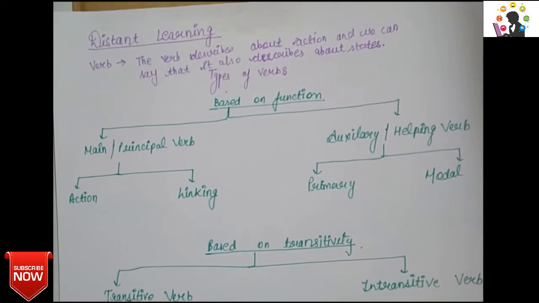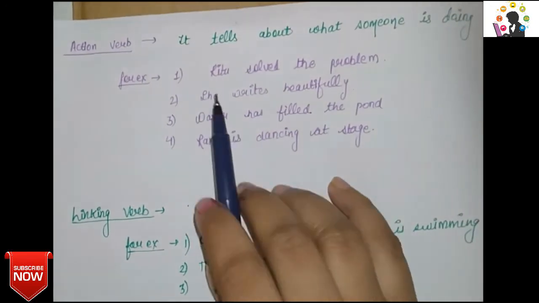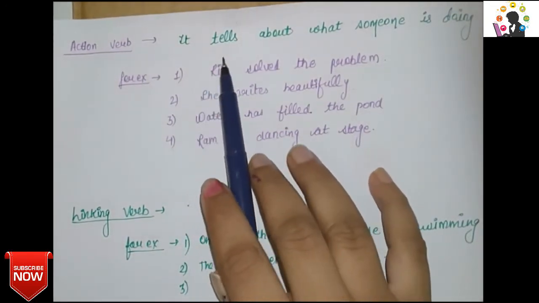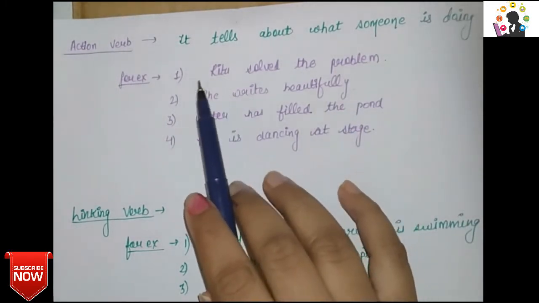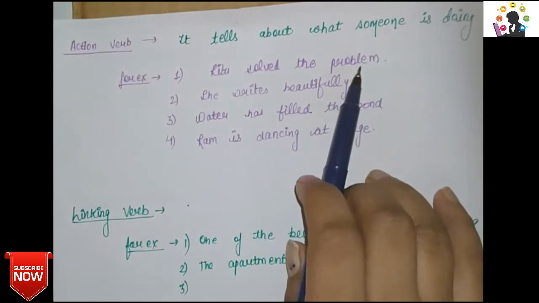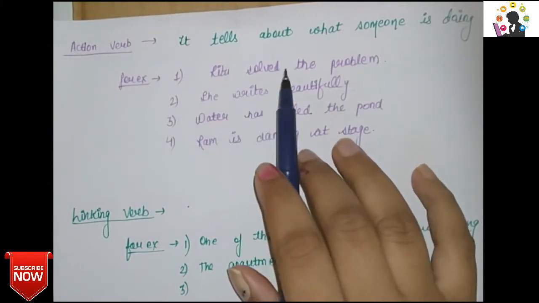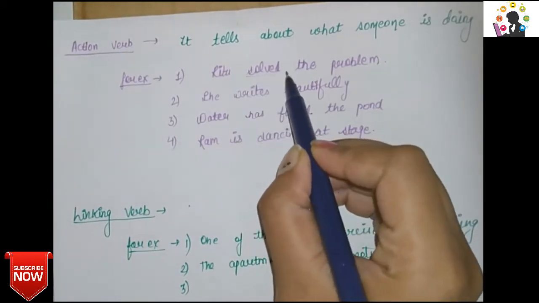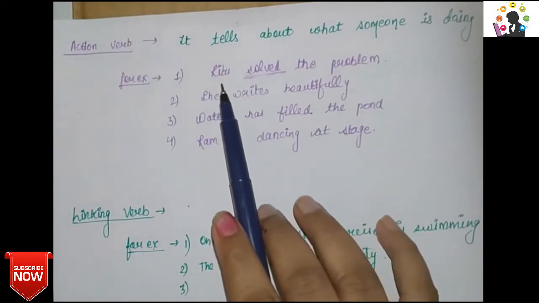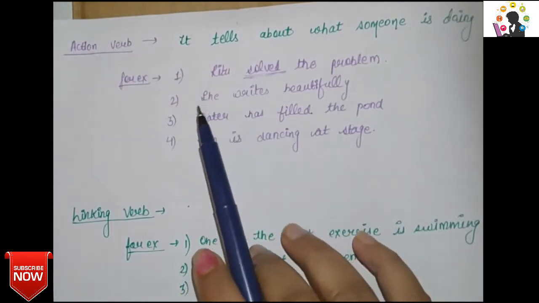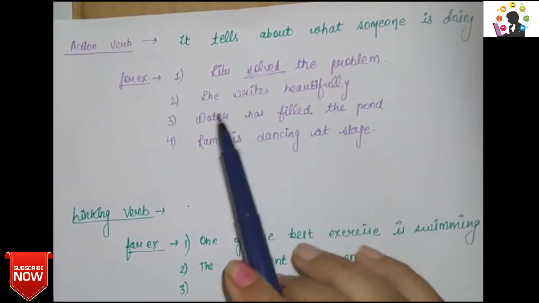First of all, let us see the action verb. The main thing about an action verb is that it tells what someone is doing. For example, "Ritu solved the problem." In this sentence, solved is the action verb. Why? Because it tells what Ritu is doing. She solved the problem. So now we can easily identify an action verb.